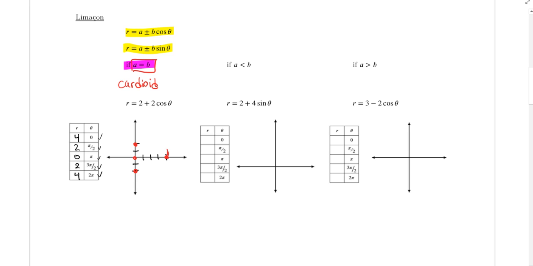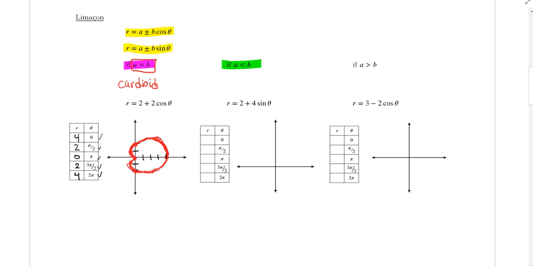But if you remember kind of what a cardioid looks like, or if you want to plug in some more angles to get a better idea, what happens with the cardioid is we will reach back to the pole at some point. So, apologize for me not being the greatest sketcher of these graphs, but there is our cardioid. If you want to look at a better picture, Desmos or your calculator or something will give you something that looks a lot nicer than that, but that's the general shape for our cardioid.